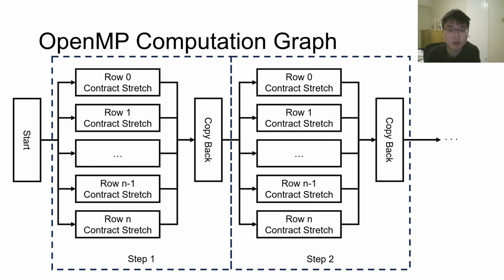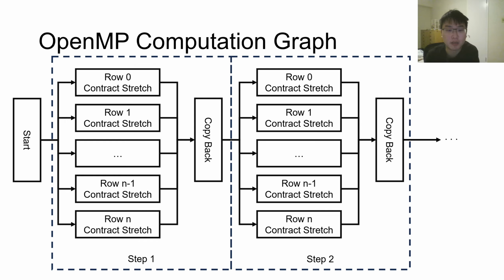After all the row nodes finish, there's a single copyback node that depends on every row. This node represents the sequential phase that copies the result back into the original image memory location. If we stack each step in time, the graph becomes a sequence of layers: a layer of parallel row nodes followed by a copyback node for step 1, and then the next step starts with parallel row nodes and another copyback node. So this graph makes the structure of the OpenMP program very clear, I think.